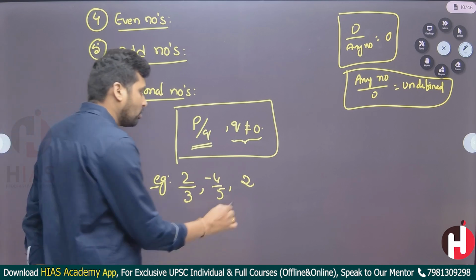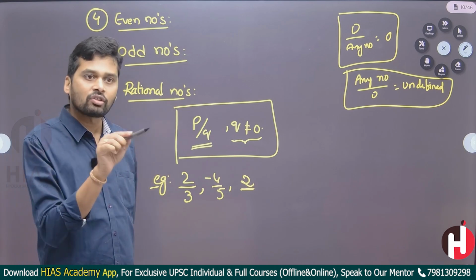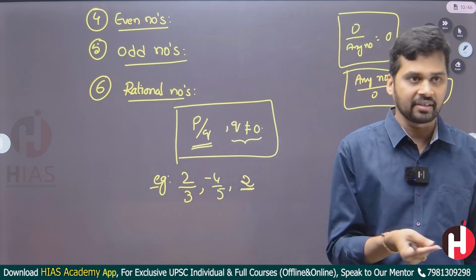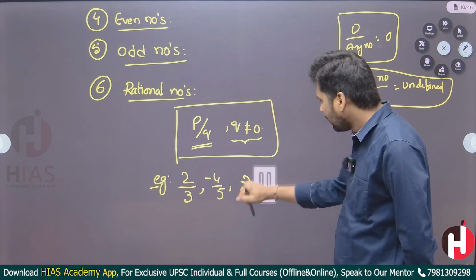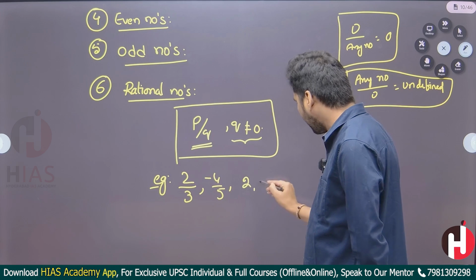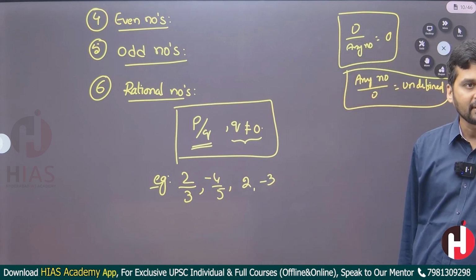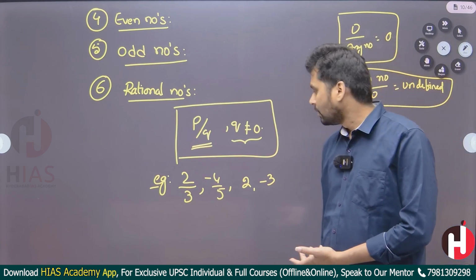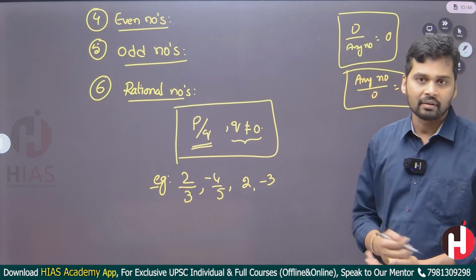Yes, so 2 is a rational number because we can write this 2 as 2 by 1. What is the definition? Any number which can be written in the form of P by Q. Similarly, if I give you minus 3, we can still write it as minus 3 by 1. Minus 3 by 1 value is still minus 3. So it is also in terms of P by Q, so it is a rational number.